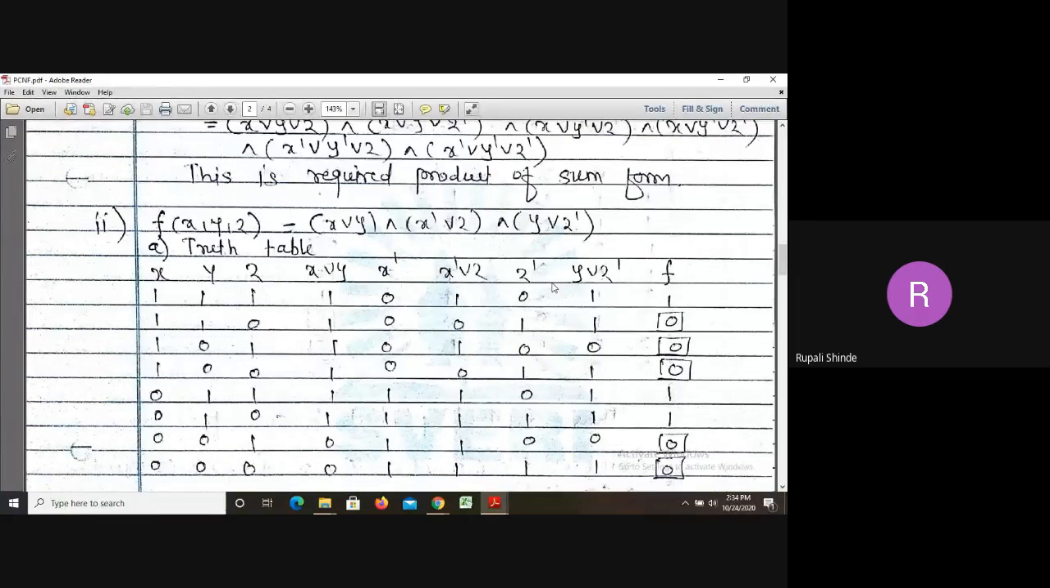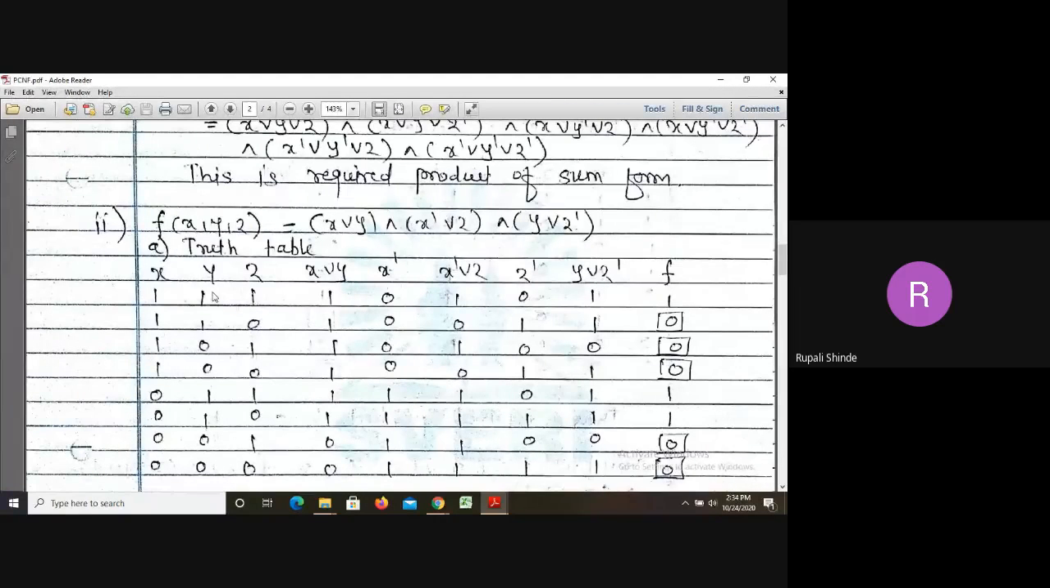Now next column is z complement. So again same rule, 1 should be replaced by 0 and 0 should be replaced by 1. So this sequence is 0 1 0 1 likewise. And then y or z complement.